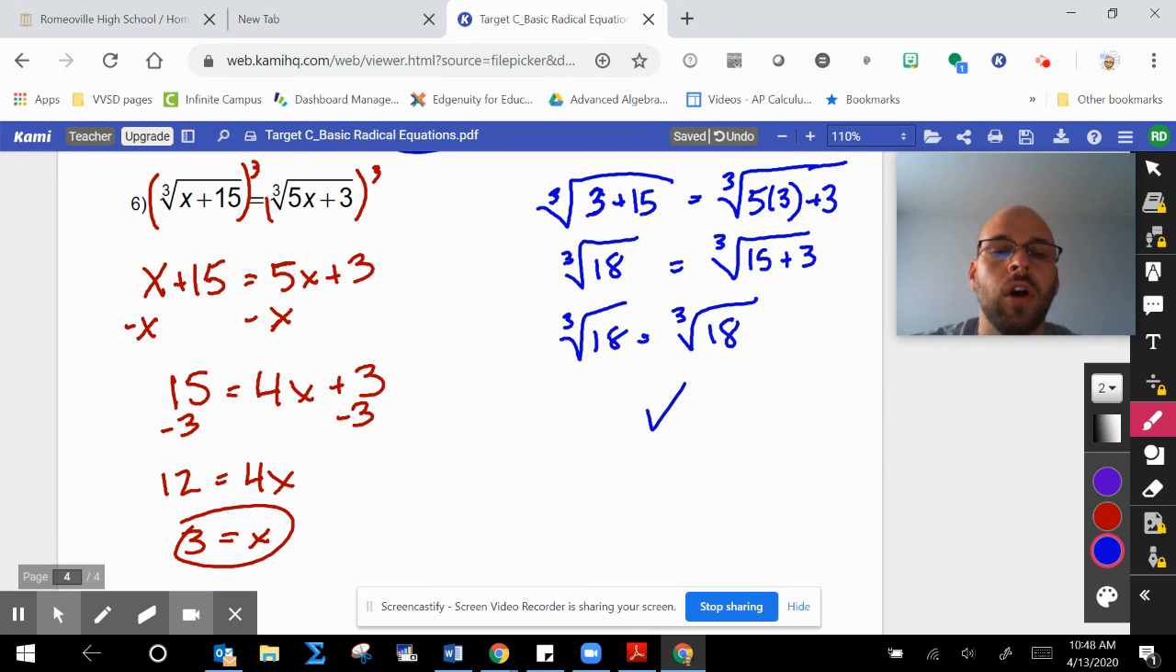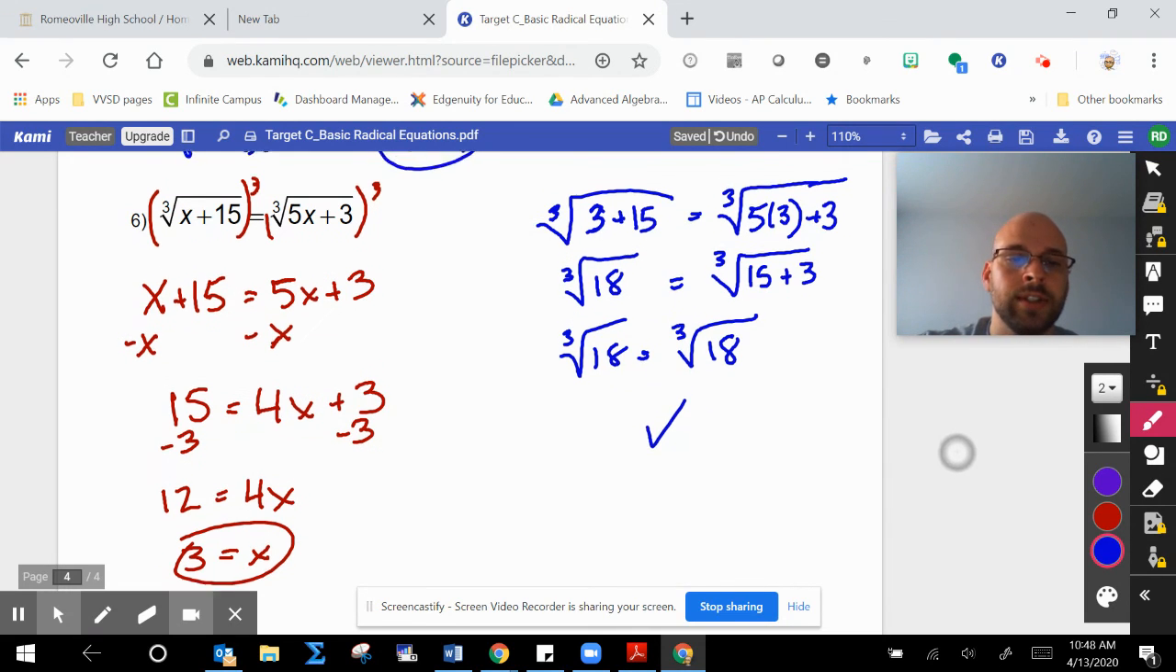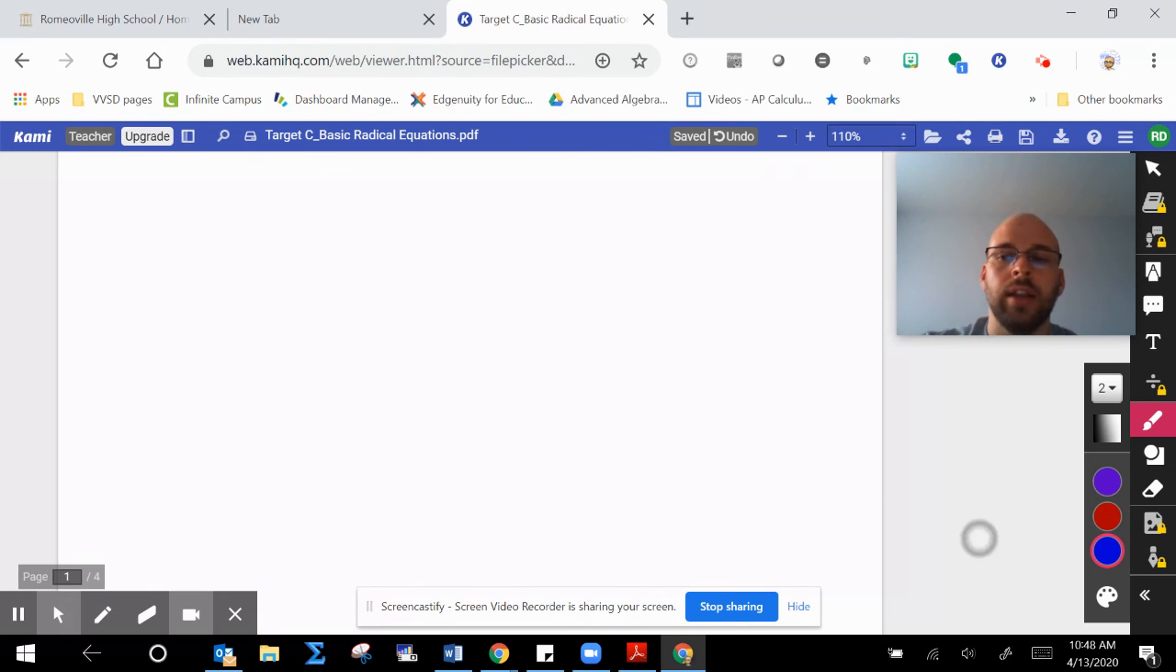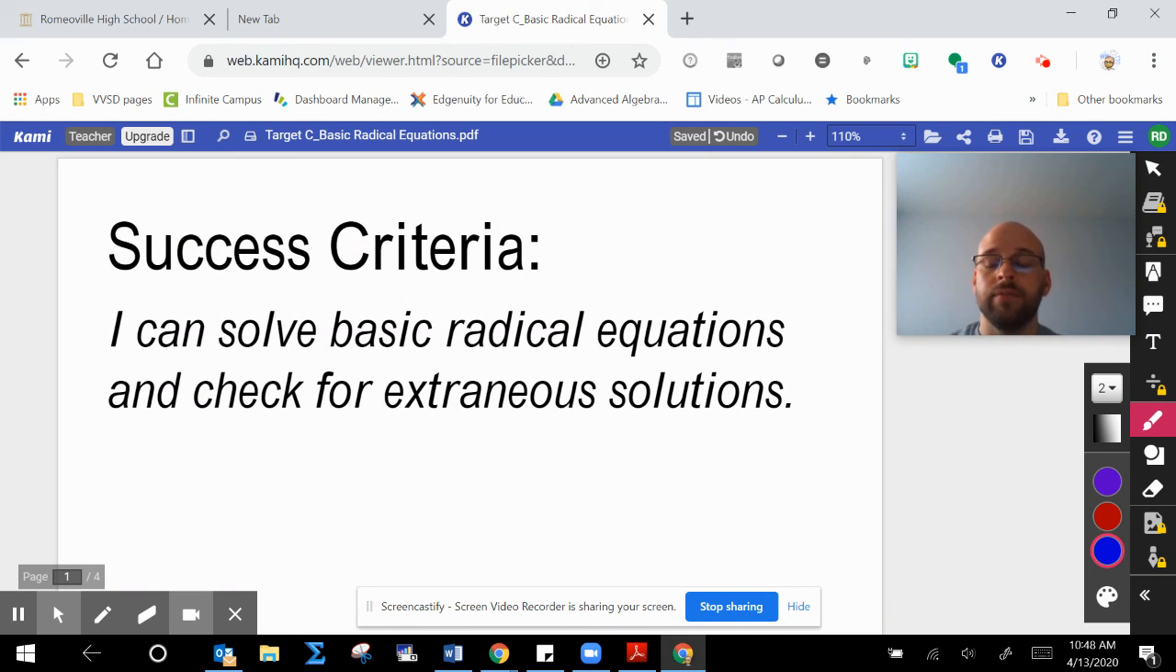So again, solving basic radical equations. I want you to isolate the radical if you can, and then use the inverse of that radical to solve it. And then you'll be able to solve basic radical equations. Be sure to check for extraneous solutions.